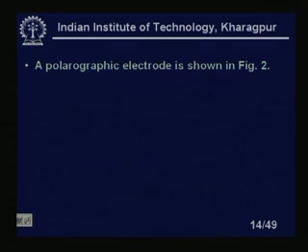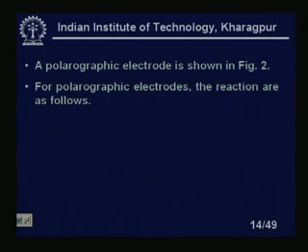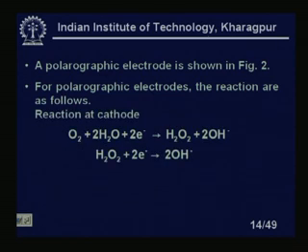A polarographic electrode is shown in figure 2. For a polarographic electrode, the reactions are as follows. Okay. I will show the figure 2 after some time. Reaction at cathode: O2 plus 2H2O plus 2 electrons gives hydrogen peroxide H2O2 plus 2 hydroxide, 2OH-.